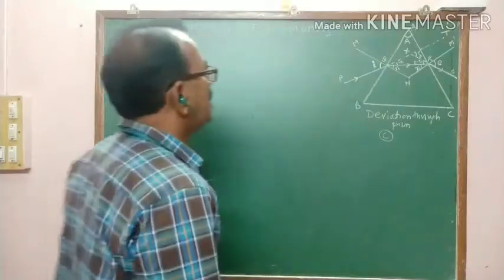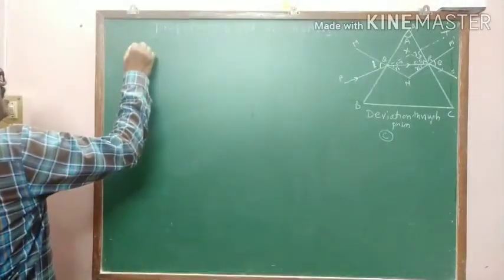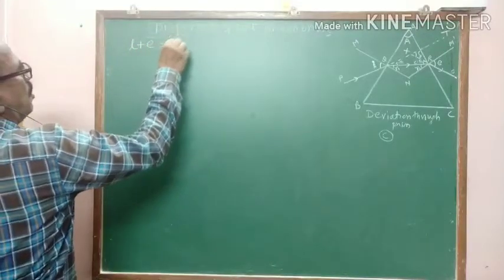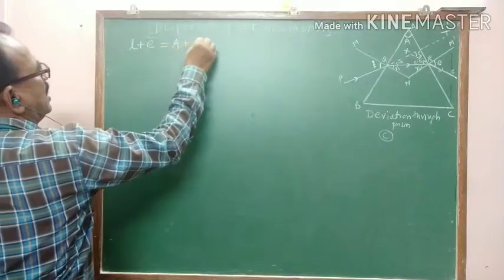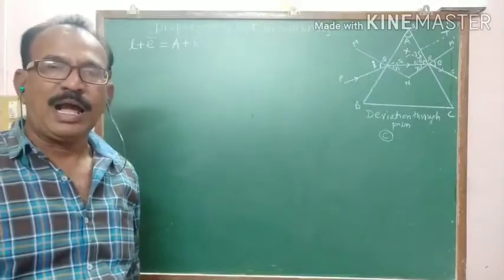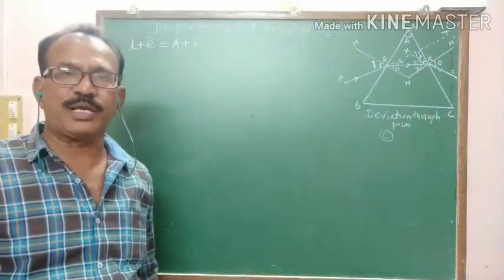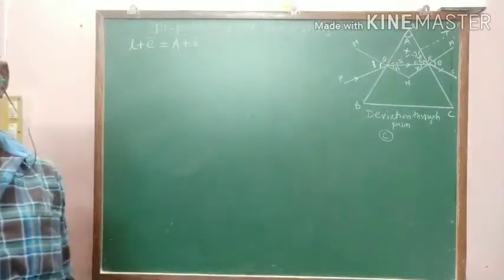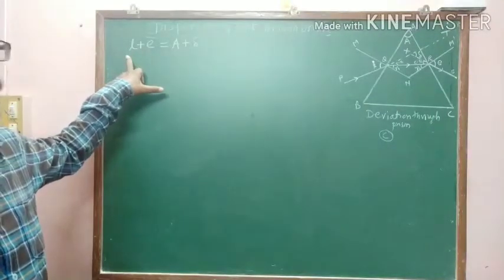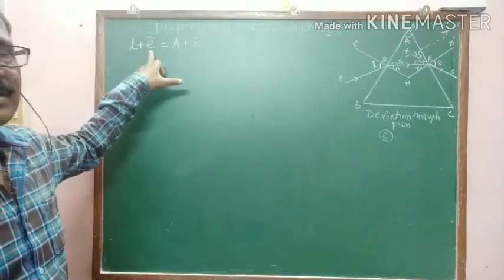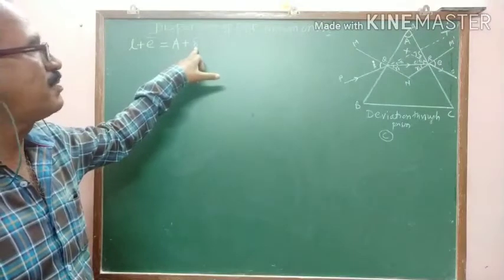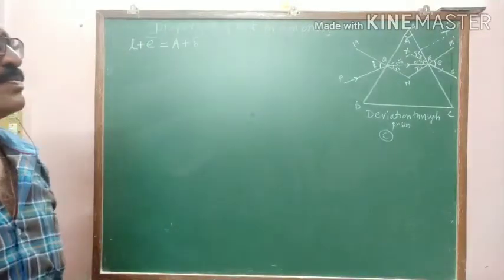That formula is I plus E is equal to A plus delta. This formula we have to derive: I plus E is equal to A plus delta. So how to derive this formula? I is the angle of incidence, E is the angle of emergence, A is the angle of the prism, and delta is nothing but the angle of deviation.